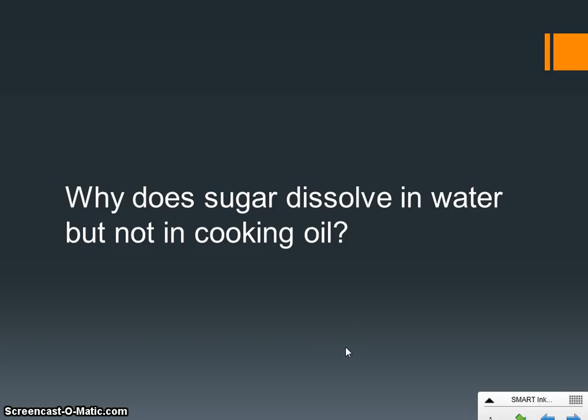So here's a question that I sort of already answered. It says, why does sugar dissolve in water but not in cooking oil? Okay, so I was talking about salt. This time we're talking about sugar.